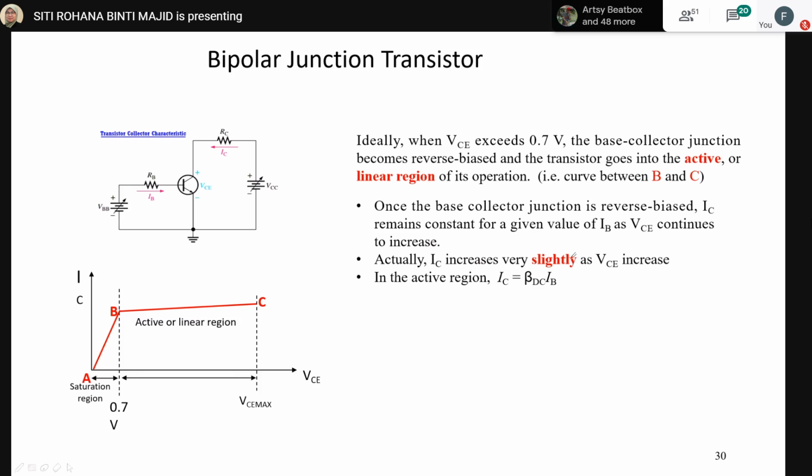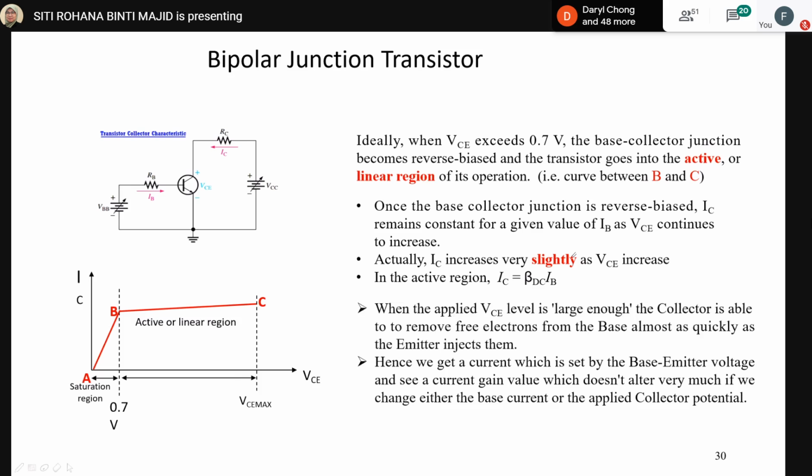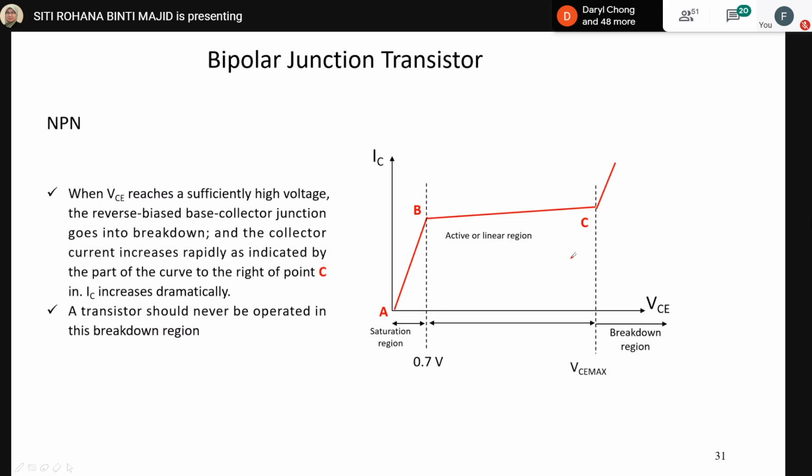As I mentioned before, the collector current IC increases very slightly as VCE increases. Lastly, for the NPN, is the breakdown region. After breakdown, which is the part of the curve to the right of point C, IC increases dramatically, and the transistor should never be operated in breakdown.